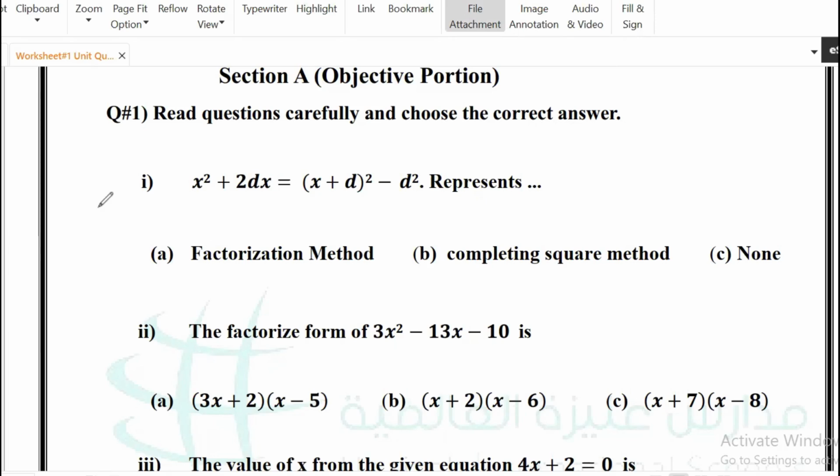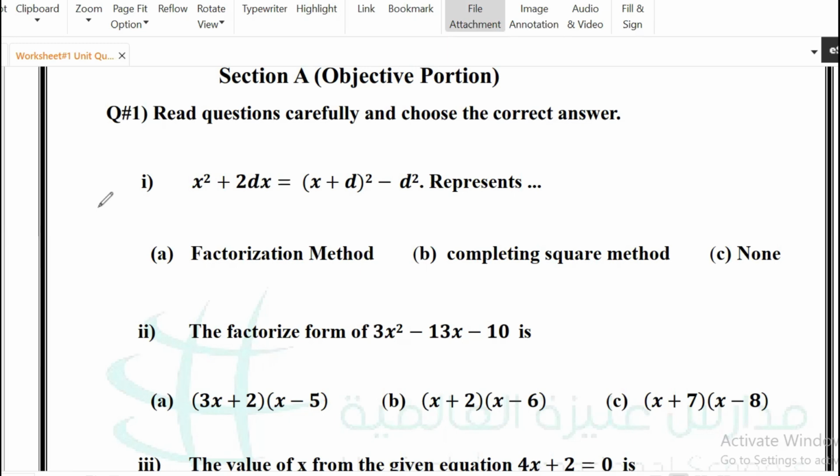Yes, viewers, in this video we will talk about quadratics. In quadratics, we will have the factorization concept as well as the completing the square concept, and then we will talk about the quadratic formula, and after that later on we will discuss simultaneous equations as well.